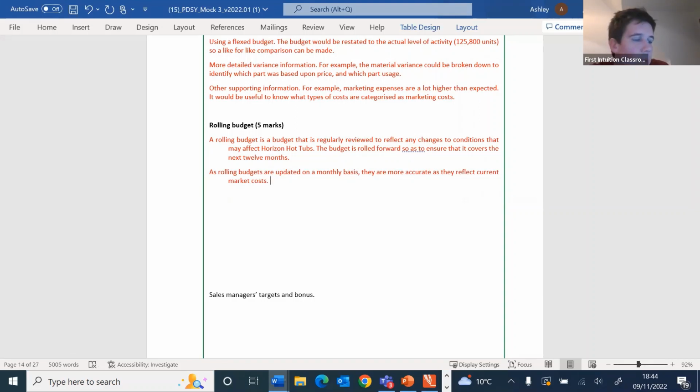As an example, at the moment we're seeing increased cost of living. So with the cost of living crisis, things like materials are likely to be going up, so the costs are likely to be increasing. If I wrote the budget, say it's November, if I wrote the budget back in January, the material costs are clearly going to be out of date. So by having a rolling budget, your materials costs will be more accurate by virtue of them being more up to date. Okay.